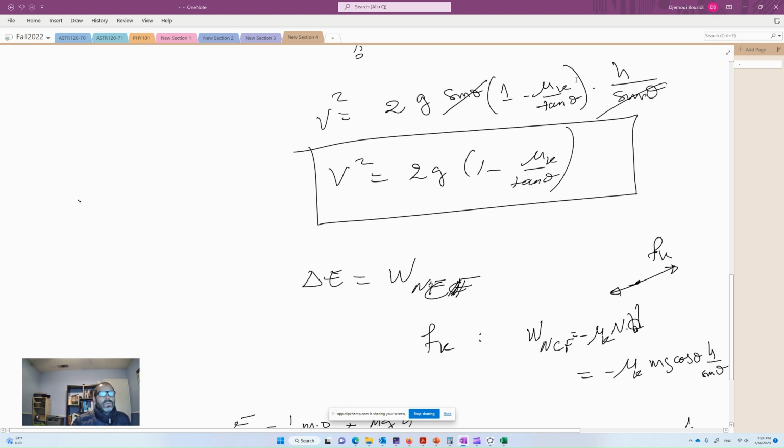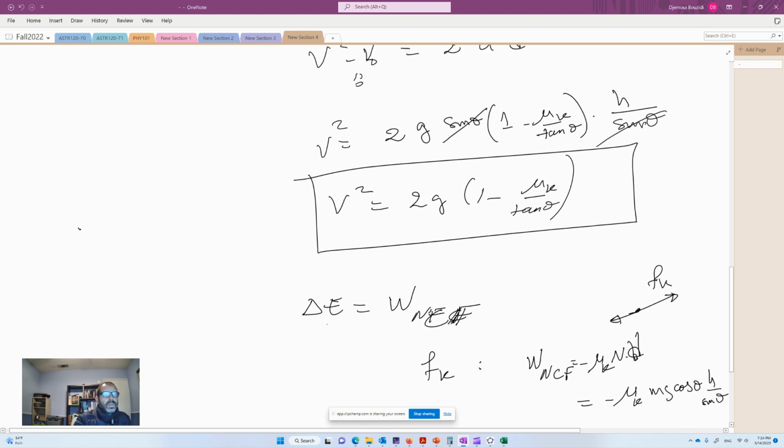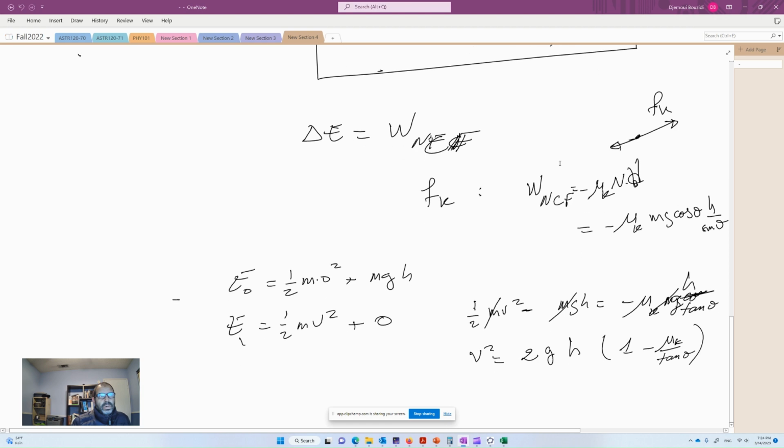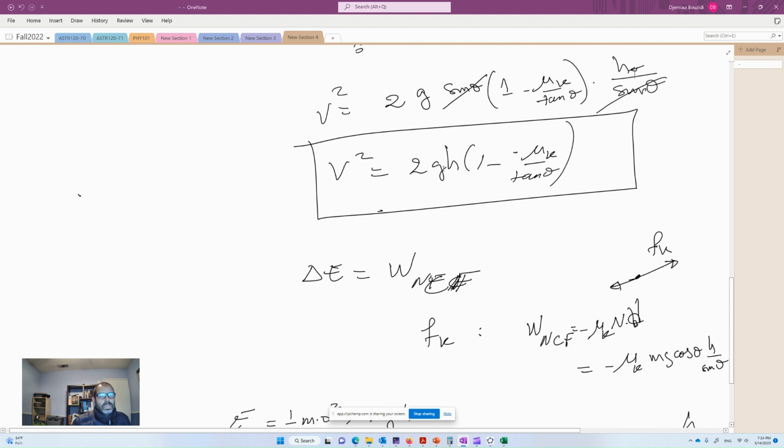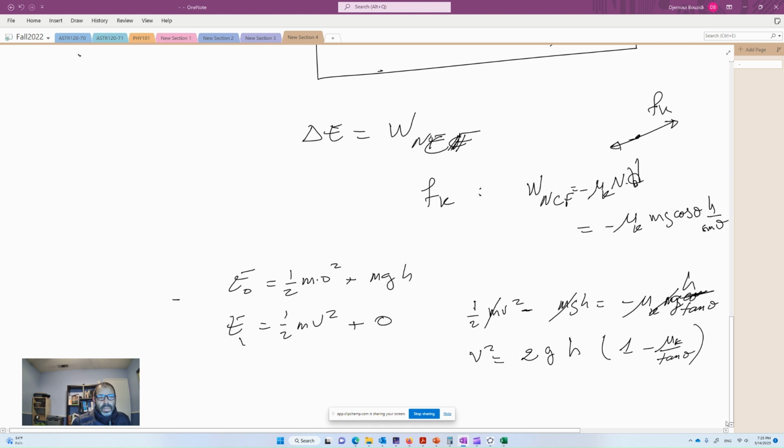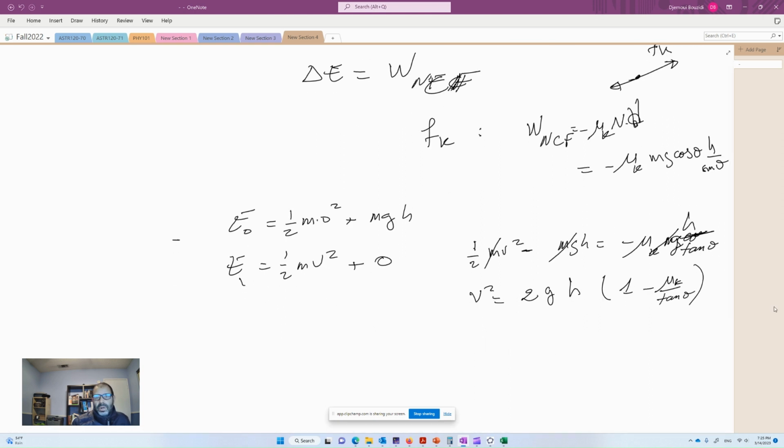Oh, I forgot the h in here. There is an h from this expression here. I forgot to carry over. Yeah, it's this h. Dimensionally, it's not correct to have only 2g. 2g is just acceleration. Anyway, so that's basically the problem.